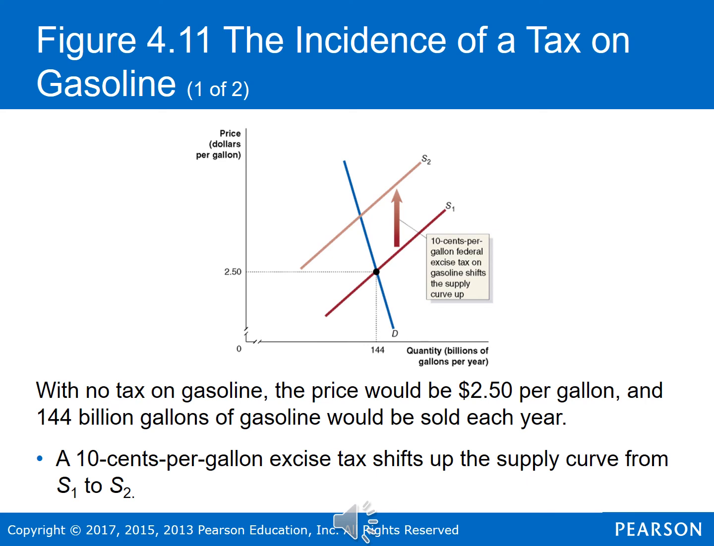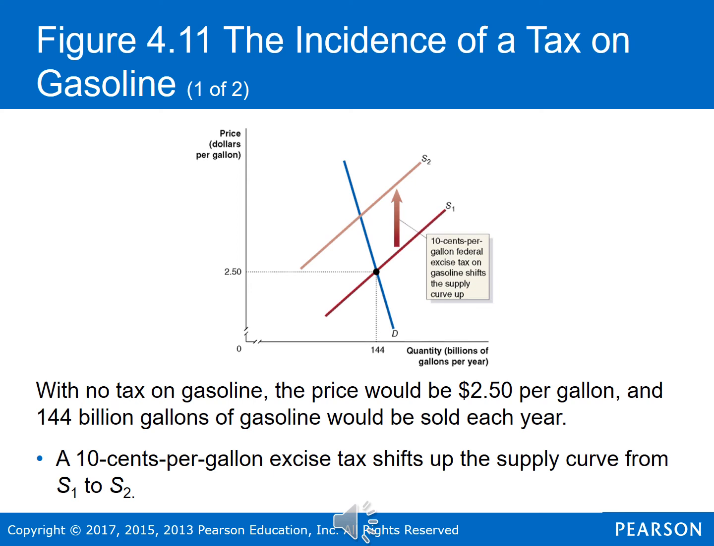Now let's look at the incidence of a tax on gasoline for another example. So when there's no tax on gasoline, the equilibrium price is going to be $2.50, where the supply curve S1 crosses the demand curve. And at this price, consumers will demand 144 billion gallons of gas per year.